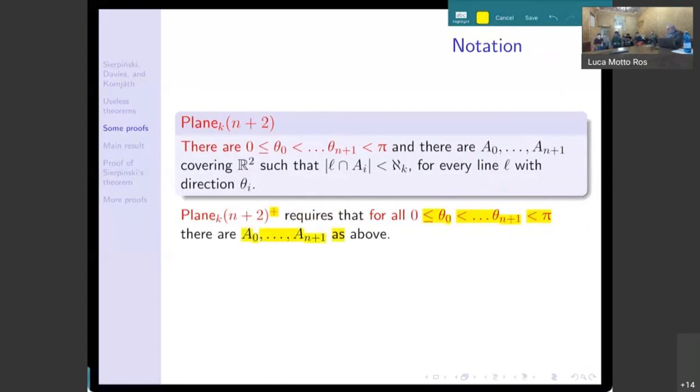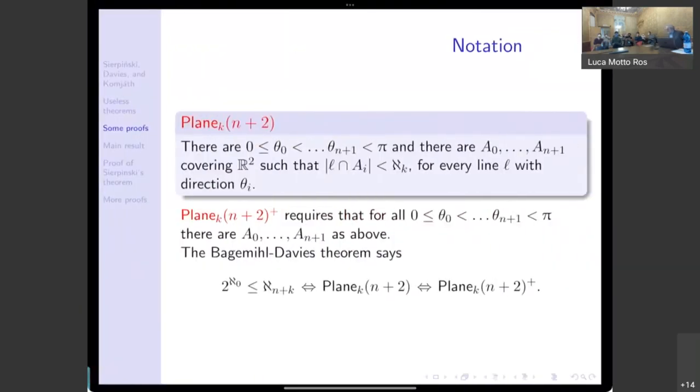You can move from some certain angles to any choice of angles. But the plus, of course, implies the case without plus. If any choice of angles, then you choose some angles. So Bagemihl-Davies says that the continuum is at most Aleph n plus k if and only if the plane can be covered with n plus 2 sets according to some direction, or for any choice of directions, you can do this.